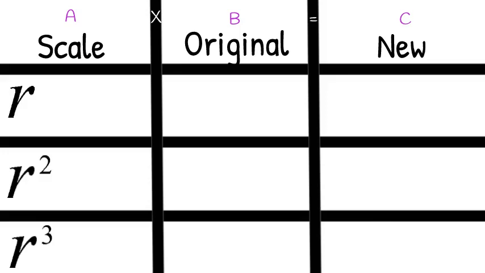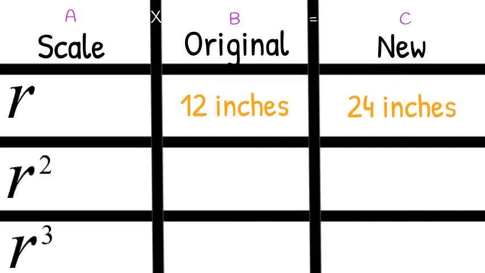Now suppose we have 2 objects we want to compare. The first one is 12 inches tall, and the second one is 24 inches tall. And we know that the larger one holds 18 cups in volume. Now, we are going to fill those out. R is 12 inches and 24 inches because those are length or linear measurements. And the cups is a volume measurement, and so that's going to be in the r cubed row.